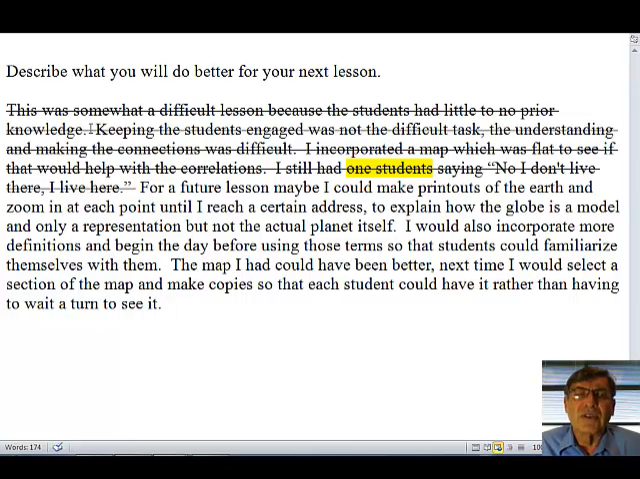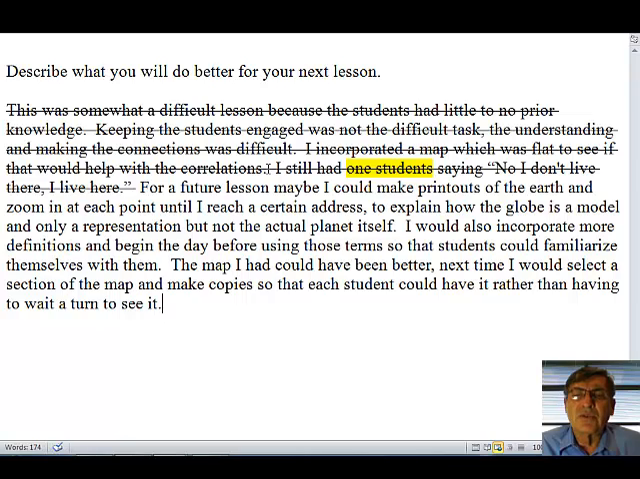It does not count in the word count. "Keeping the students engaged was not the difficult task. The understanding and making the connections was difficult." Again, that's good information, but it does not belong here because it is not telling what you're going to do better next time. "I incorporated a map which is flat to see if that would help with the correlations." Again, the student did not tell what they were going to do better next time.